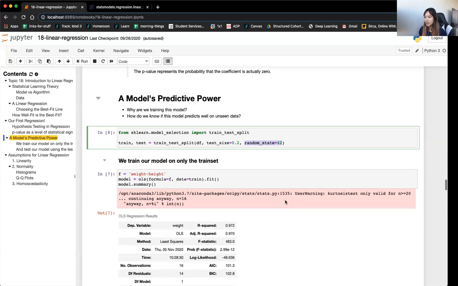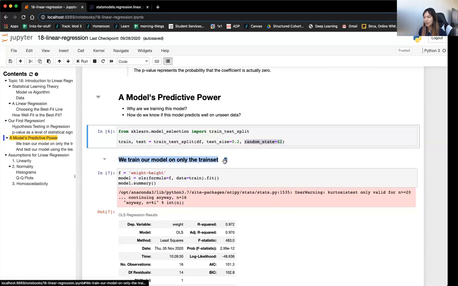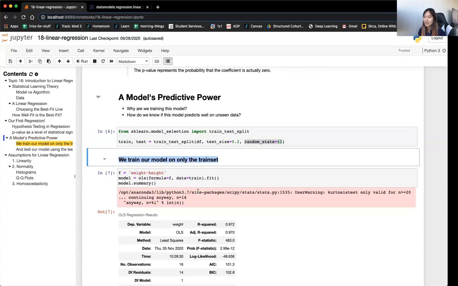So what we do here is first we train our model only on the train set. I made one very minor change here. Instead of training on our full data frame, we're only going to train on the train set. What you see here is that this train test split just splits it into train and test.